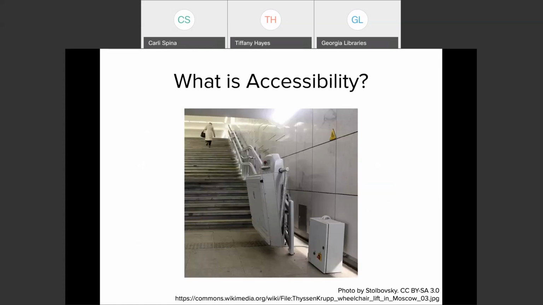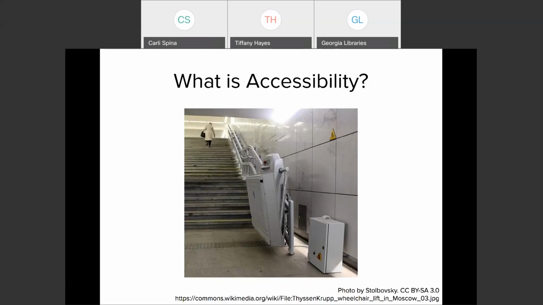So let's start by talking about what accessibility is so that we can contrast it a little bit with universal design. Accessibility often refers to, especially in a United States context, things that comply with the Americans with Disabilities Act. It also refers to things that offer access for people with disabilities. But generally speaking, there's an assumption that this might be something that's a retrofit.